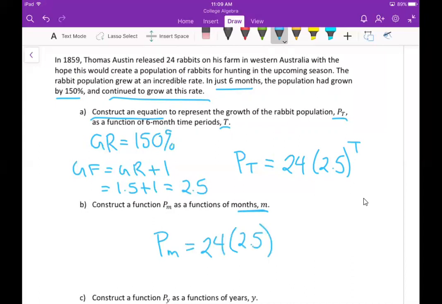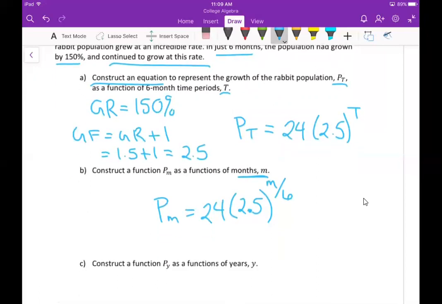setup, but I need to take my months and divide by the time period of the growth rate I had before. So because it was 6 months time periods, I will divide by 6 in my exponent. Okay, so a very quick way to get from a time period of 6 months and having to work with plugging that in into that single unit of months.